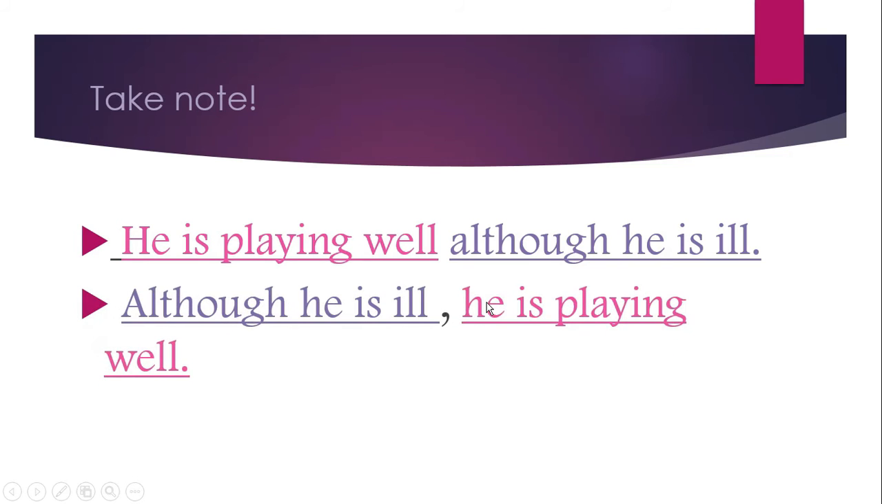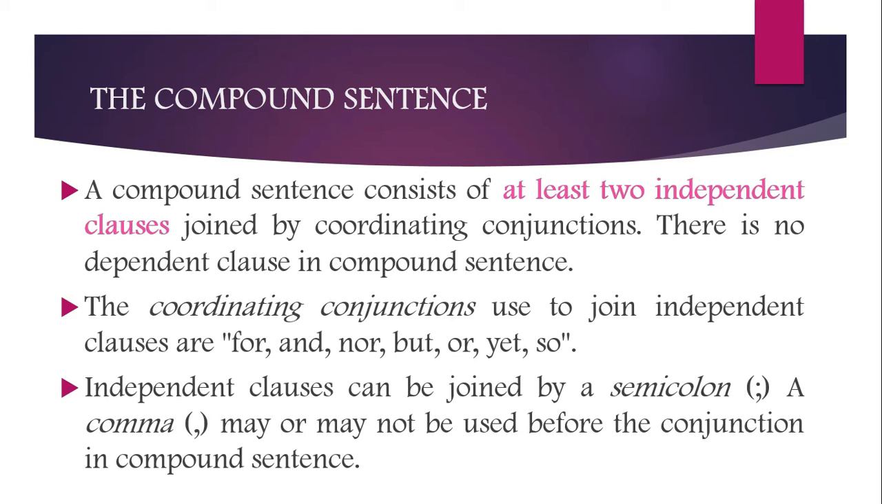Meanwhile, in the second example, if a sentence begins with a dependent clause, a comma is used between the two clauses. For instance: Although he is ill, he is playing well. Although he is ill is the dependent clause, and he is playing well is the independent clause. That is why we put a comma between the clauses, because the sentence starts with a dependent clause.